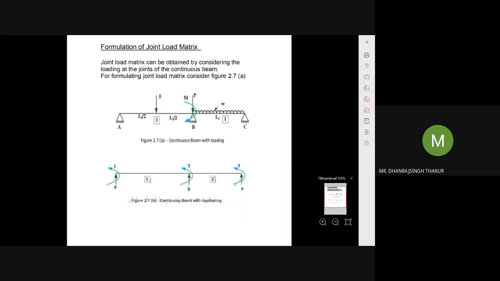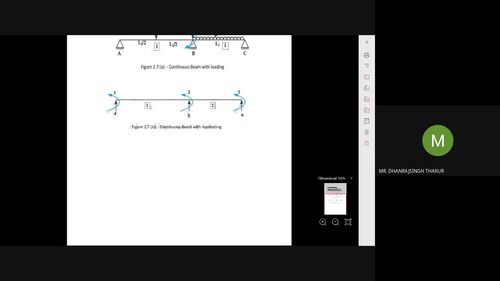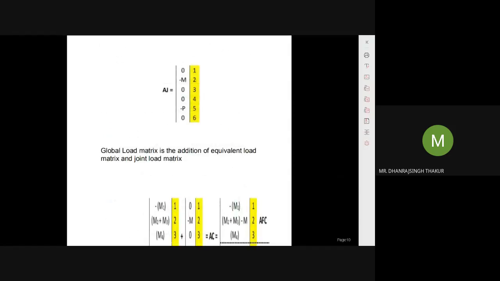So this we have already done. This is the AJ matrix. If there is a joint load, there will be the joint load values. I already told you this.